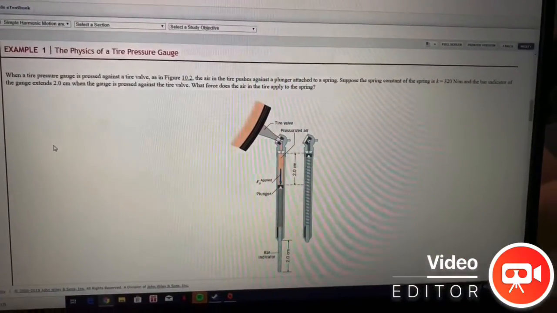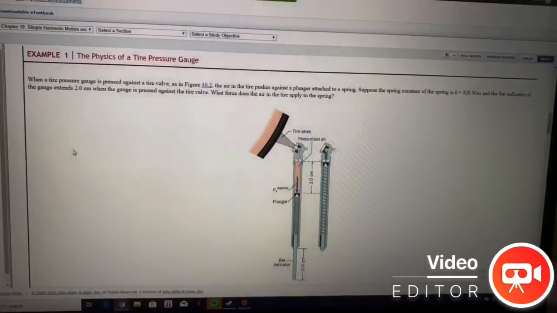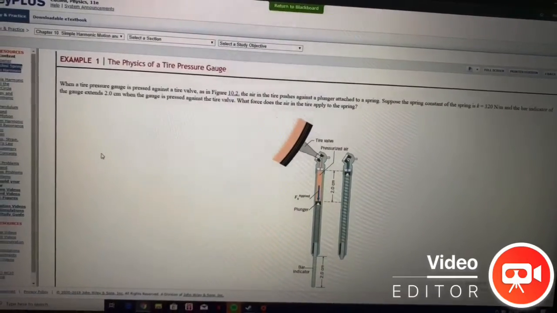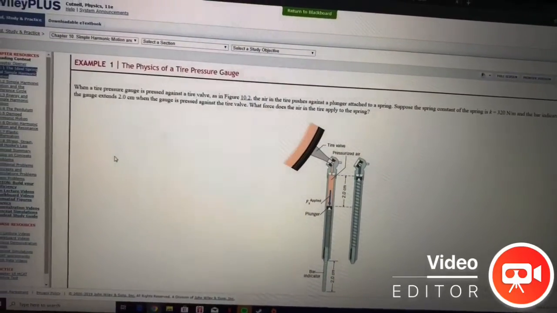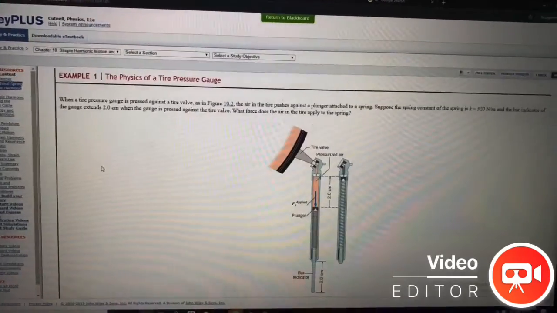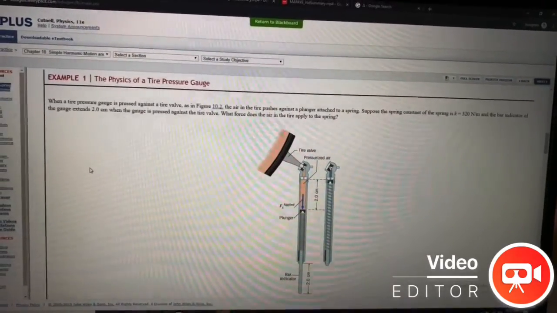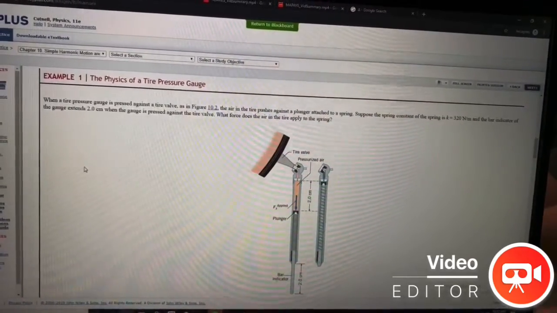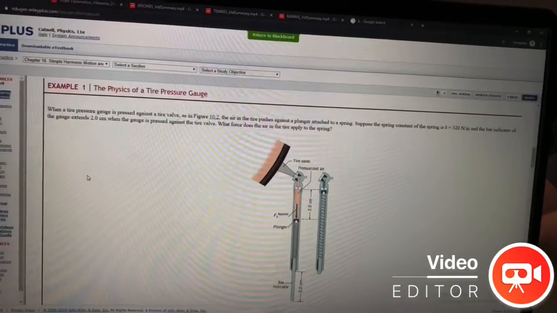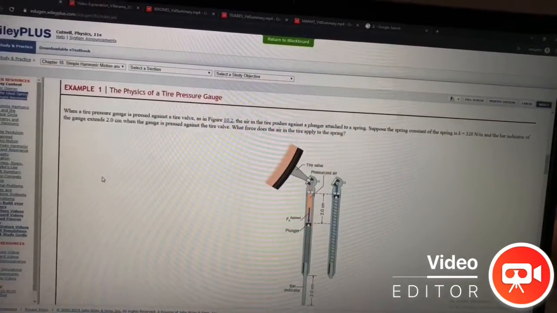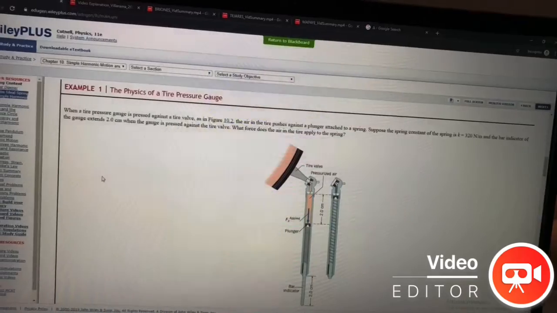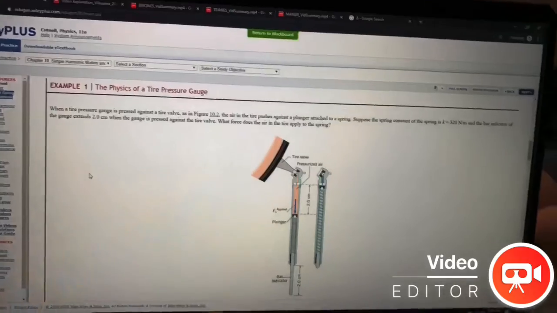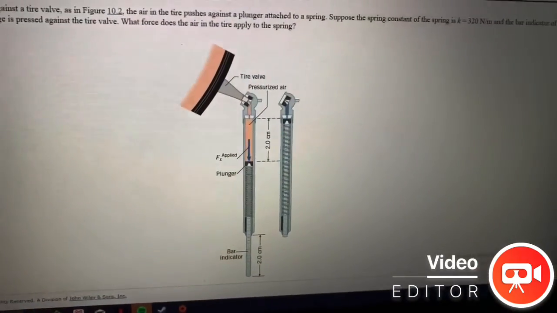Reading the example: when a tire pressure gauge is pressed against a tire valve, as in figure 10.2, the air in the tire pushes against a plunger attached to a spring. Suppose the spring constant of the spring is k = 320 newtons per meter, and the bar indicator of the gauge extends 2.0 cm when the gauge is pressed against the tire valve. What force does the air in the tire apply to the spring? So this is the figure, as you can see.